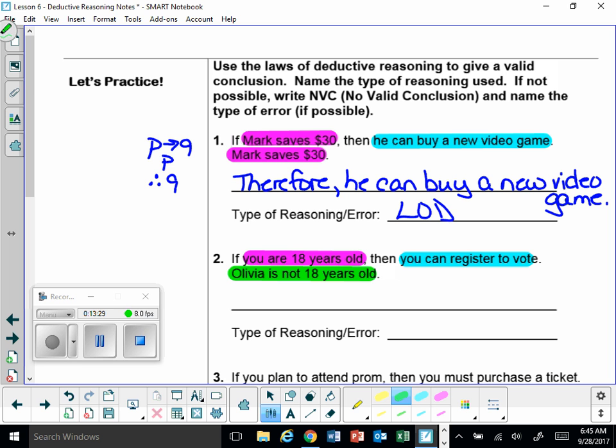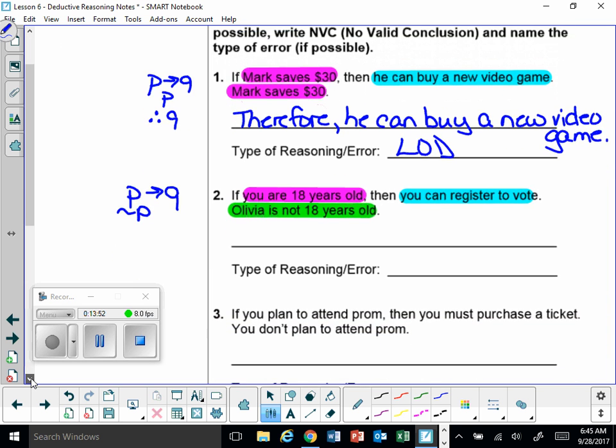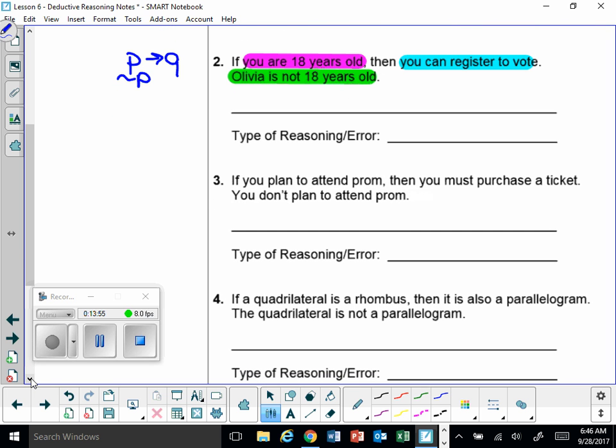Okay, let's look at this symbolically. If P, then Q. Olivia is not 18 years old. That's not P. Therefore, and I need to move this board, which is not cooperating. Give me just a second here. So following our pattern, not P would be followed by not Q, right? That's inverse, and inverse is an error. Inverse error.